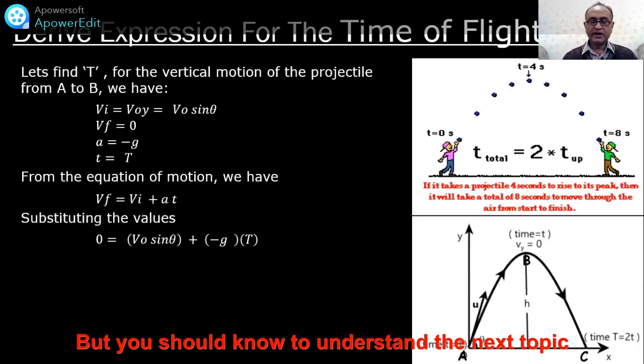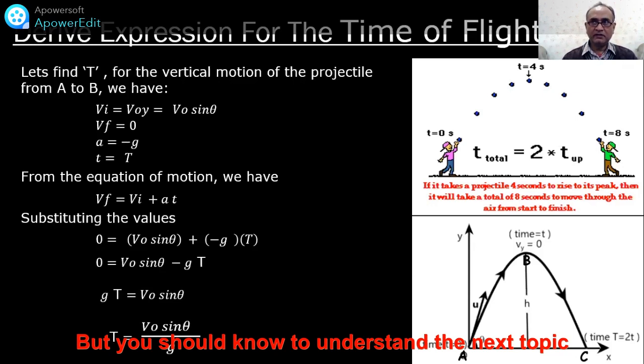Now, open the brackets. It will become zero is equal to V0 sine theta minus gT. All right. Transferring minus gT to the left side, it will give you this form of the equation: gT is equal to V0 sine theta. Since we are interested in finding the time, g should be transferred to the right side. So it has become V0 sine theta upon g.